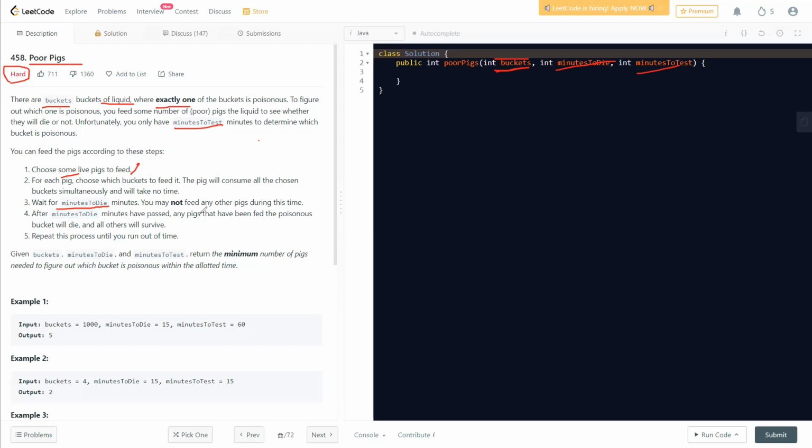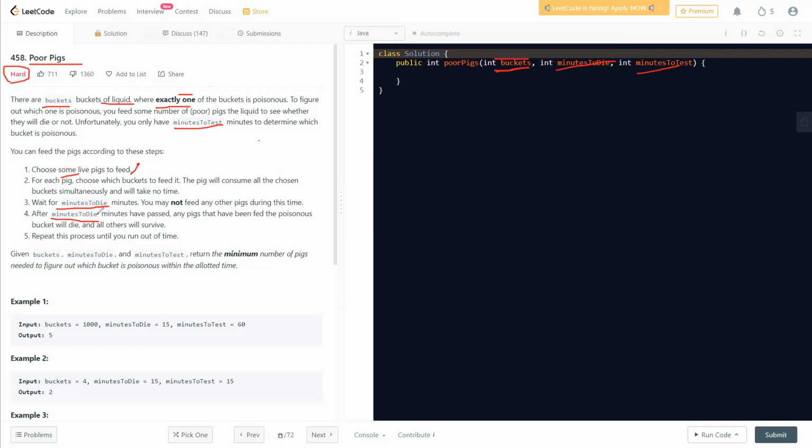Fine. So that's the question over here. Further, it says that after the minutes to die have passed, any pig that has been fed the poisonous bucket will die and all others will survive. Okay, so once this minutes to die has passed, any pig which you have given the poisonous bucket will die. Remember, there's only exactly one poisonous bucket.